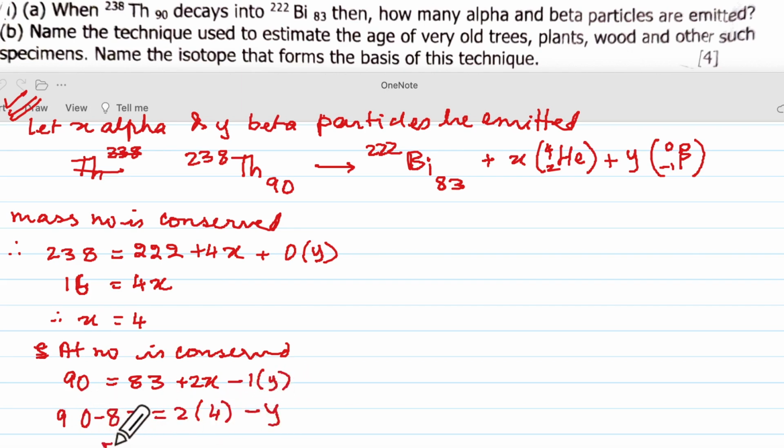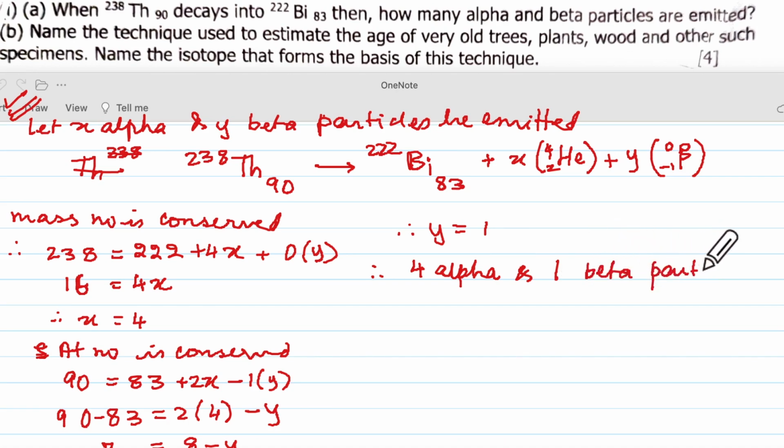How much is this? 7 is equal to 8 minus y. y equals 1. So y equals 1. Therefore, 4 alpha and 1 beta particles were emitted. Understood how this is to be done?